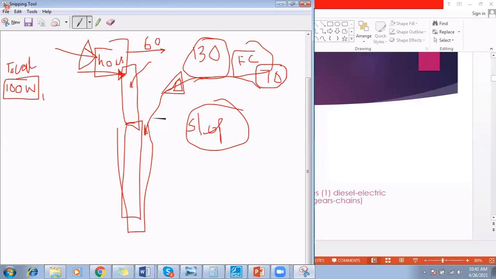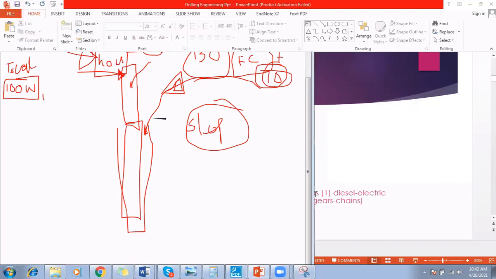So this 70 watt will not be consumed at the moment. There will be 60 watt consumed in the hoisting system, and when the hoisting is completed, the power used in the hoisting system will stop, and the total power will be consumed in the fluid circulation system. So these are done on an alternate basis.